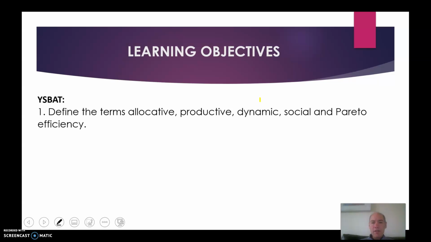Okay, things that you need to be able to do. There are three key types of efficiency: allocative, productive, dynamic. There's another one I haven't referred to here actually. X-inefficiency we'll talk about, but we'll also talk about social and Pareto efficiency.